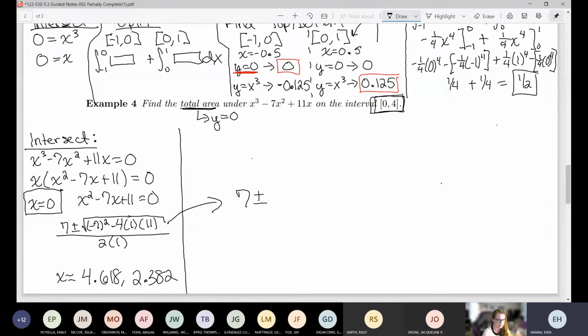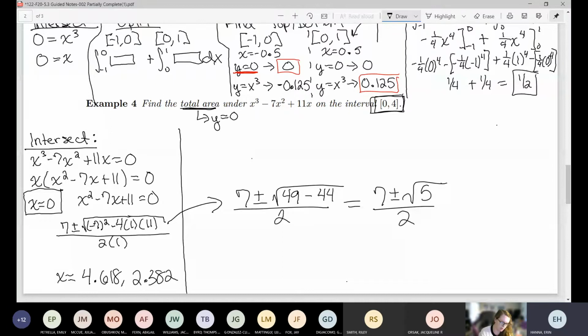If we do the algebra on this guy, -7 squared is 49, and then 4 times 1 times 11 is 44. So this will give us 7 plus or minus the square root of 5. Now the square root of 5 is not a nice number, so we're going to say that it's approximately 2.24. So watch my decimals not give me the same decimal I got in my answers because I rounded too soon. The next thing I'll do will answer that.